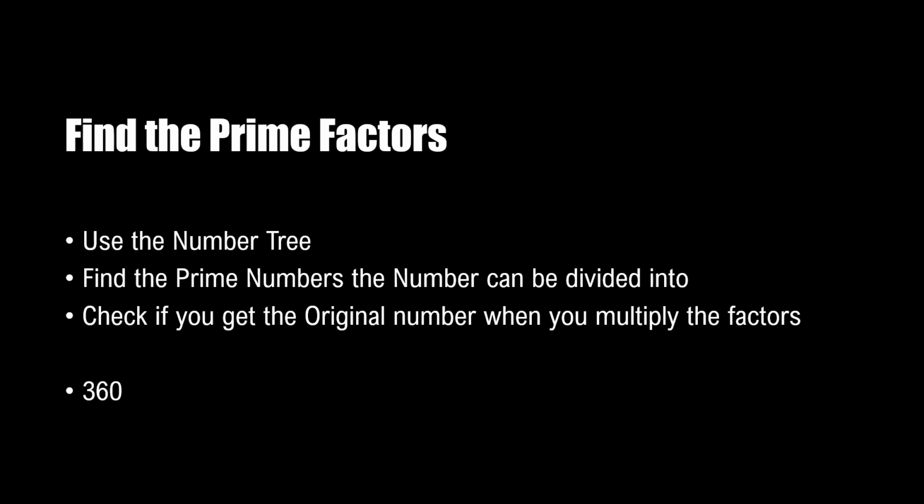Next, this is a task for you. Can you find the prime factors of 360 by using the number tree? What you have to do is find out all the prime numbers 360 can be divided into. And how will you know if your answer is correct? Once you get all the prime numbers, you multiply them and you should get 360. You can use the next 2 minutes to find out the prime factors of 360. You can pause the video. Once you are finished, you can come back and start watching it again.